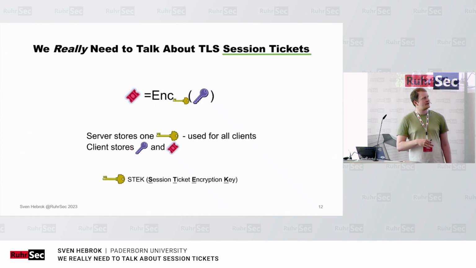So on a high level, the ticket consists of the master secret encrypted under a key known to the server, the session ticket encryption key. And the nice thing for the server is that they only have to store the session ticket encryption key. The client, however, needs to store the master secret and the ticket. However, if they don't wish to ever resume the session, they can also delete the master secret and the ticket and later do a full handshake again. So the client has both options, and the server just needs to store one key.